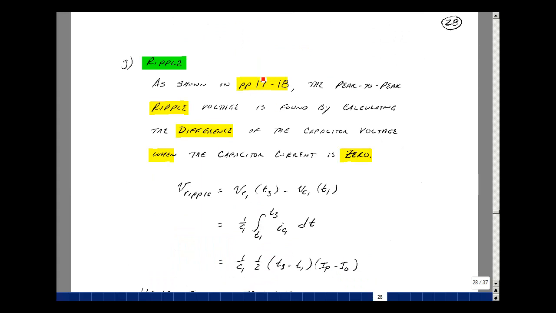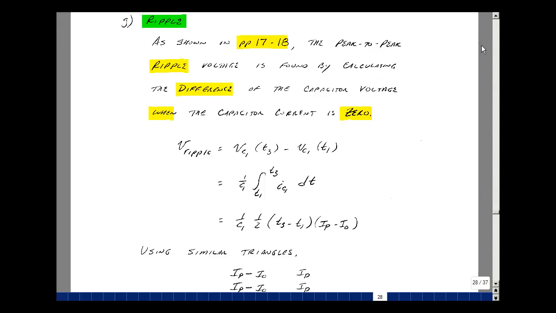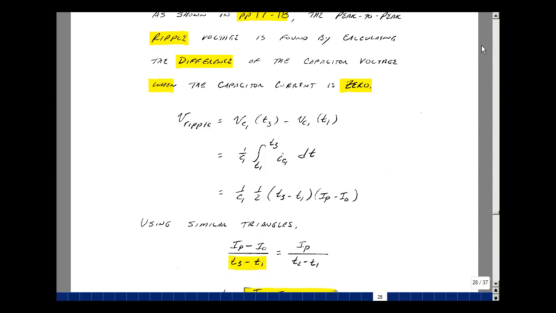On pages 17 and 18 we found the ripple by finding the peak-to-peak voltage across the capacitor when the current passing through it was 0. So we can use exactly the same technique again, where our capacitor current crosses 0 is between T3 and T1. We'll go back and look at this a little bit. So we have the same equation again. It's going to be 1 over C integral from T1 to T of the capacitor current. Go back and find the picture for the capacitor current back on page 26. So let's do that again.